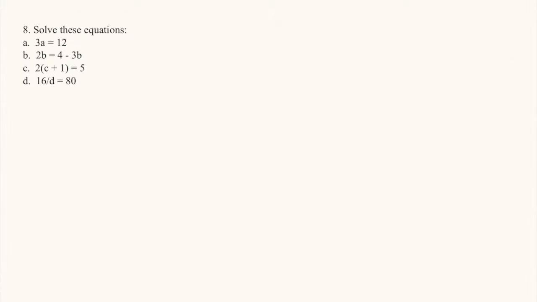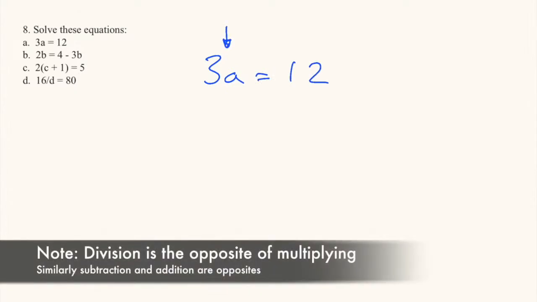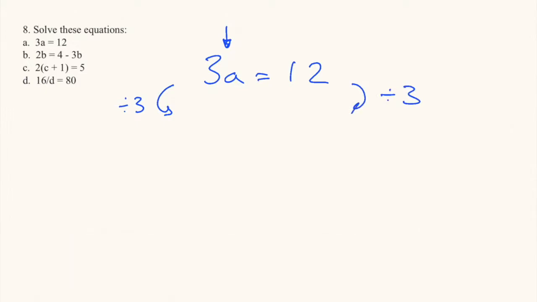We'll start off with part A. So 3a equals 12. Remember there's a hidden multiplication sign in here, so it's 3 times a. The way to resolve this is to divide both sides by 3. If we do that, we're left with a on this side and 12 divided by 3 here. So a equals 4.